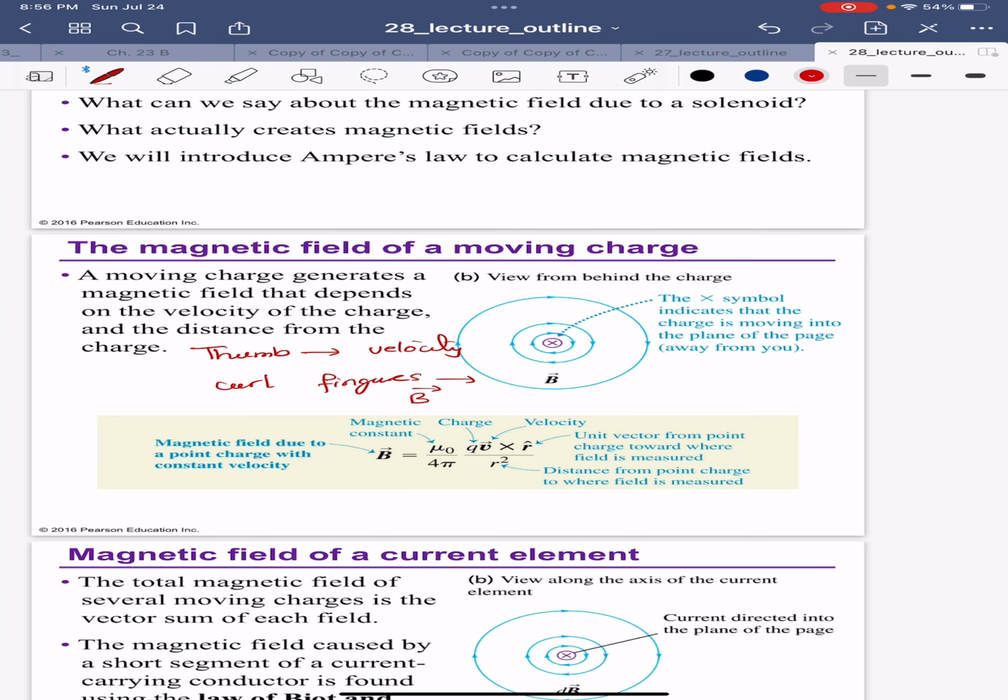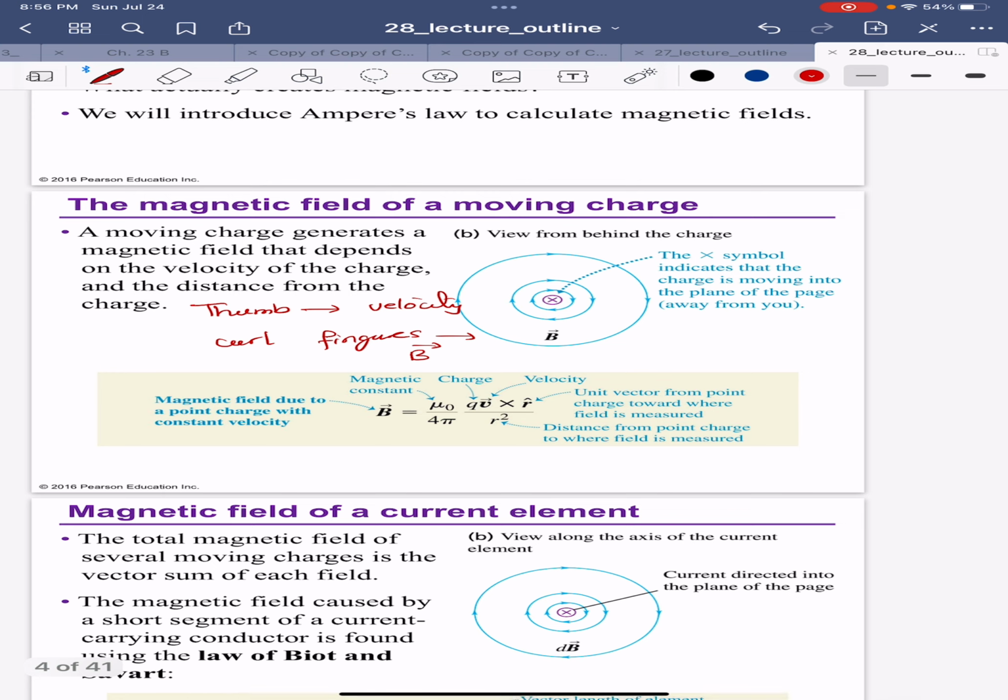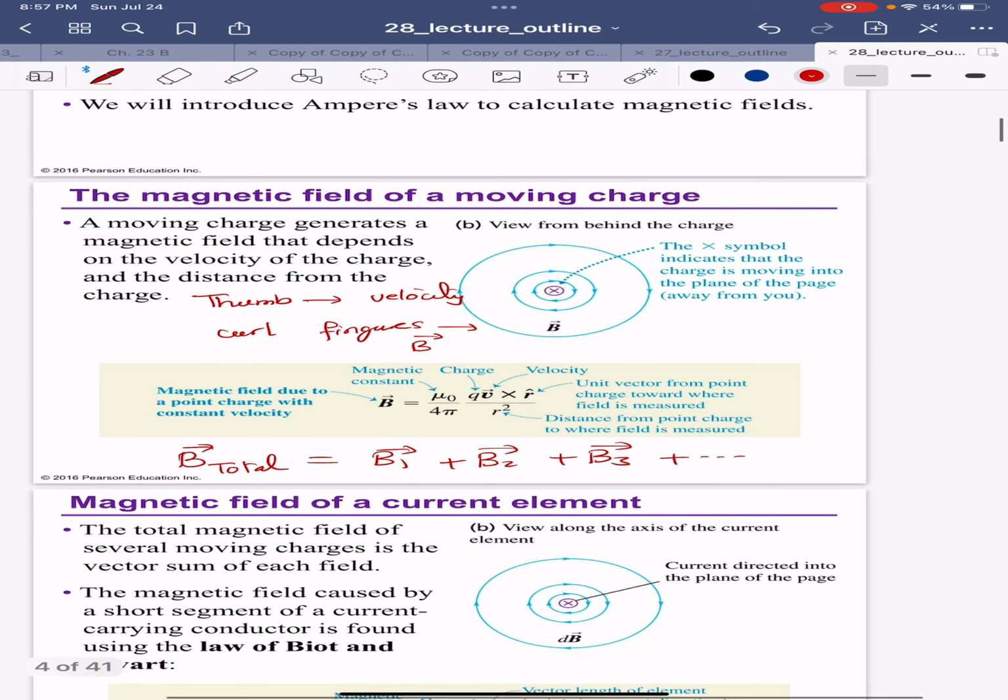All right, and of course I will apply this by the end in problem solving. Now also we can find that if we have several charges, then we are going to find out what is really the resultant of these fields, and then I will say B total is going to be B1 plus B2 plus B3. Again, this is the resultant.